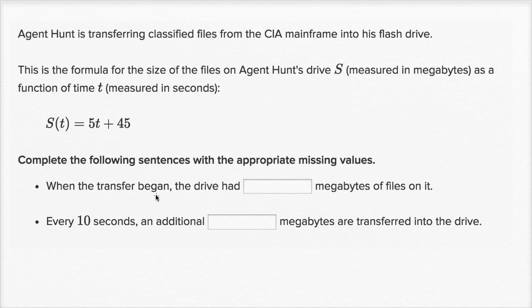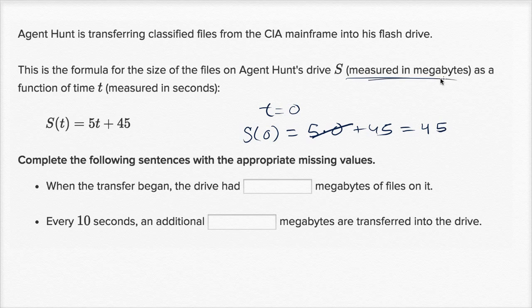When the transfer began, the drive had blank megabytes of files on it. So when the transfer began, that would be t equals 0. t equals 0 was right when the transfer began. So s of 0 is going to be 5 times 0 plus 45, which of course is just going to be equal to 45. And s is measured, they tell us, in megabytes. So there were 45 megabytes of files on his drive right when the transfer began.